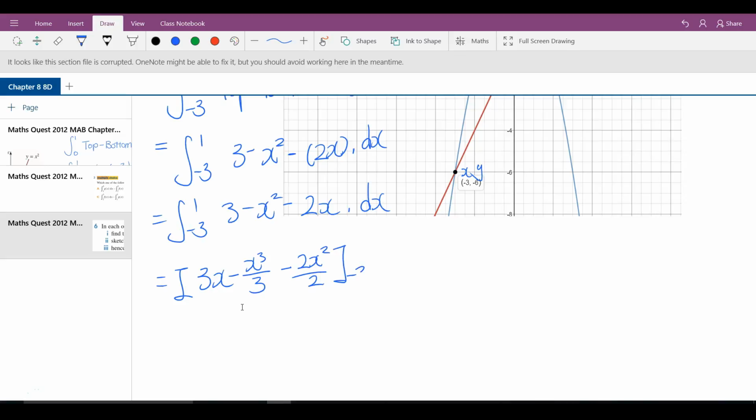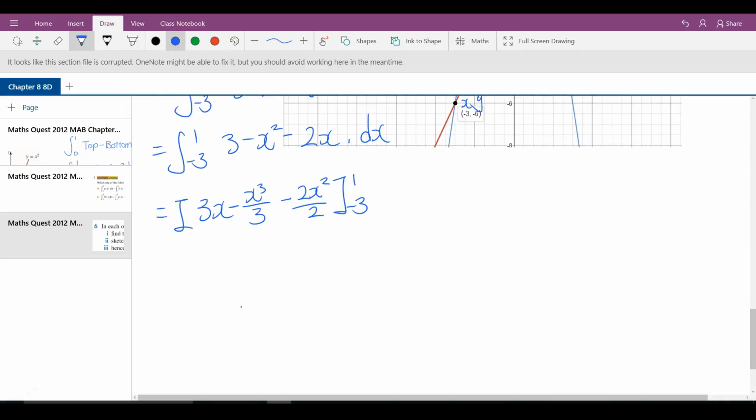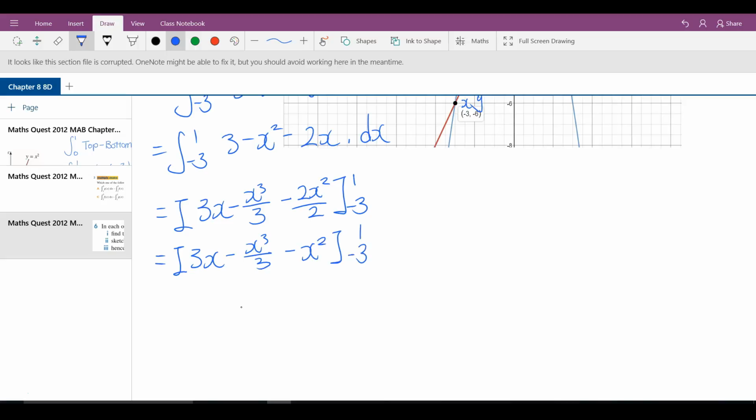And then -3, 1. Alright. So let's tidy things up. So 3x minus x cubed over 3. Now 2x squared over 2 is just x squared. Alright. -3 over 1. Okay, then we sub the values in.